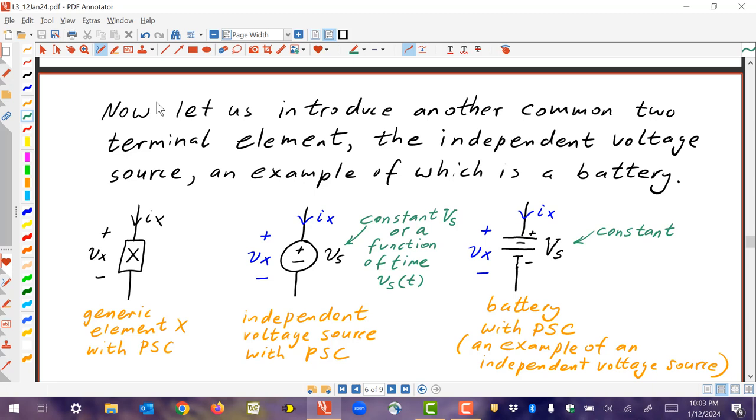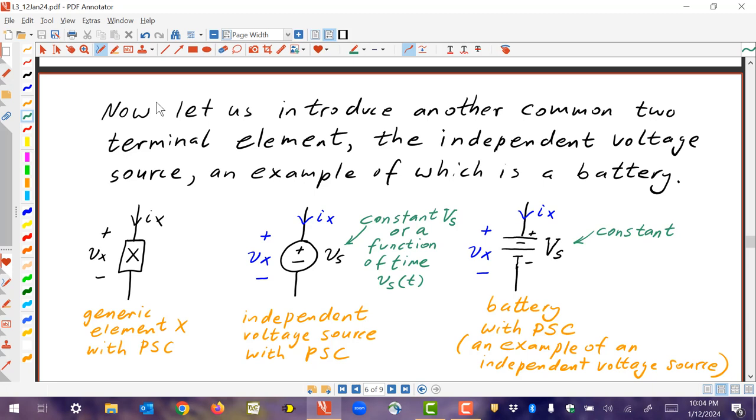An independent voltage source has a schematic symbol as shown in the middle, where you have a polarity plus minus Vs. That Vs can be a constant, capital Vs. That Vs also can be a function of time, where it can be written as Vs of t. It can be a sine wave, for example. And superimposed on that, we have the blue Vx and Ix showing how the generic element voltages and currents relate to that element. So an independent voltage source with passive sign convention is shown in the middle.